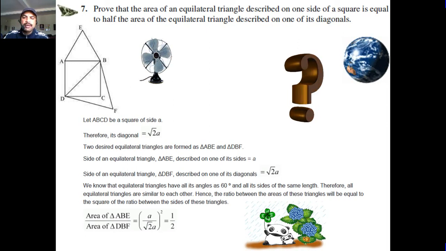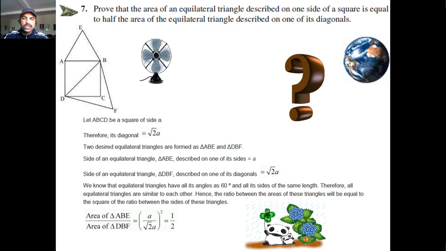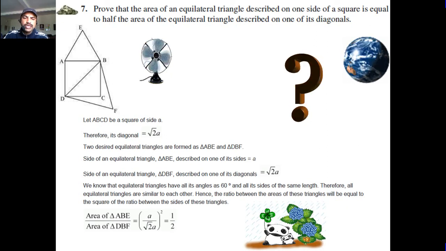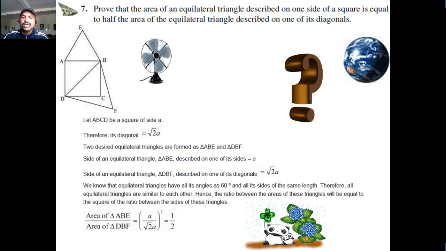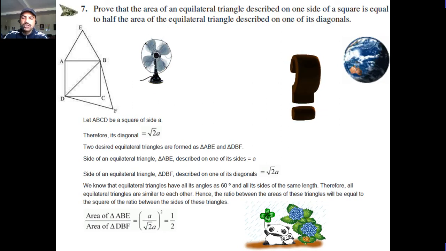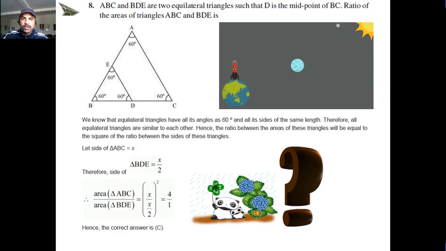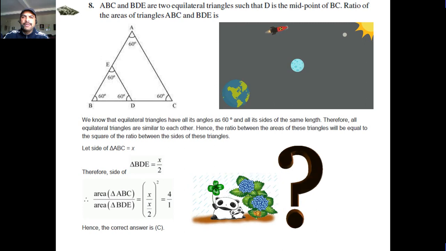We know that equilateral triangles have all angles as 60 and all sides of the same length, therefore all equilateral triangles are similar to each other. Hence the ratio between areas of these triangles will be equal to area of ABE upon area of DBF. So (a upon root 2 a) whole square is equal to 1 upon 2. Next question students, question number 8.